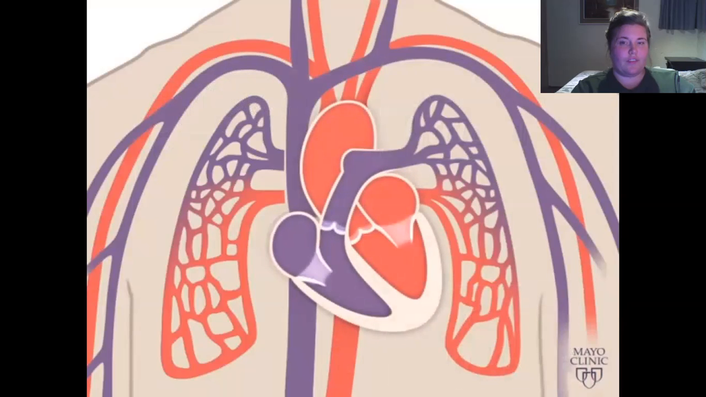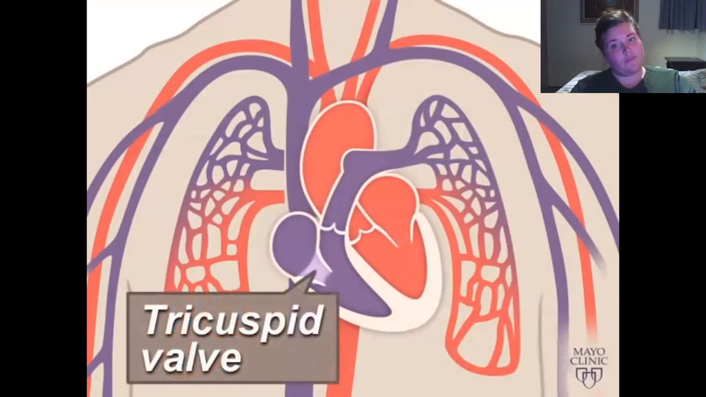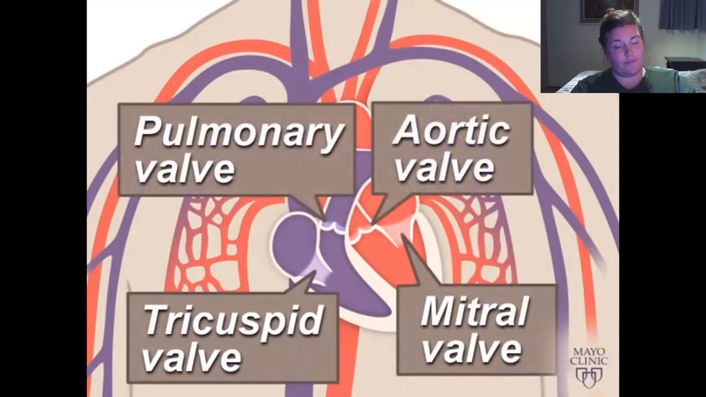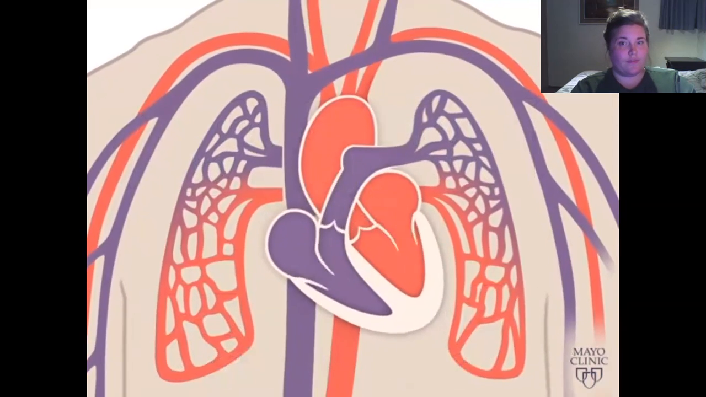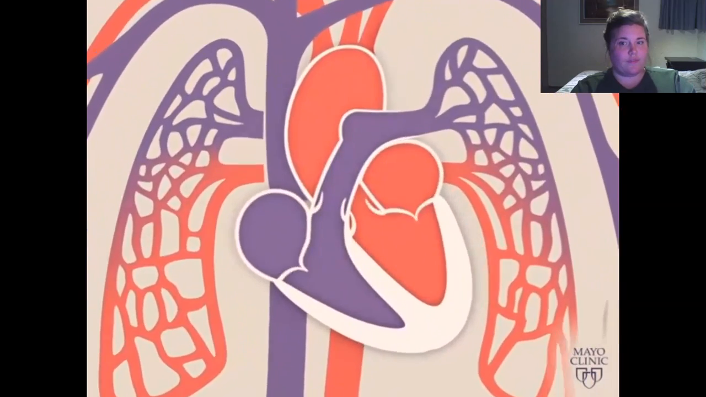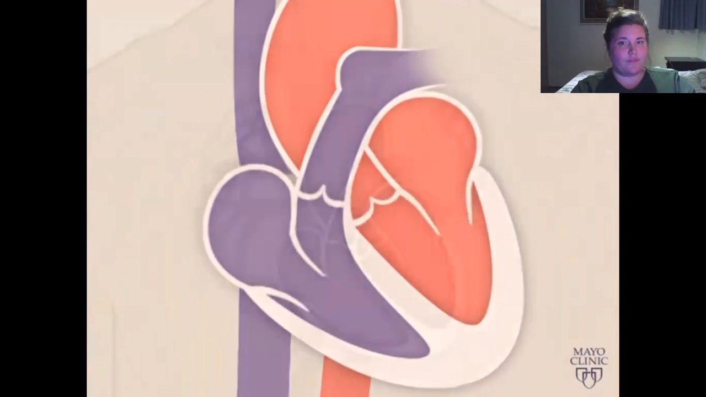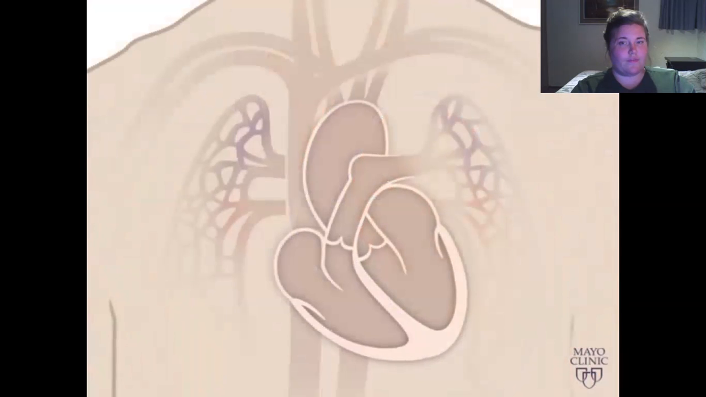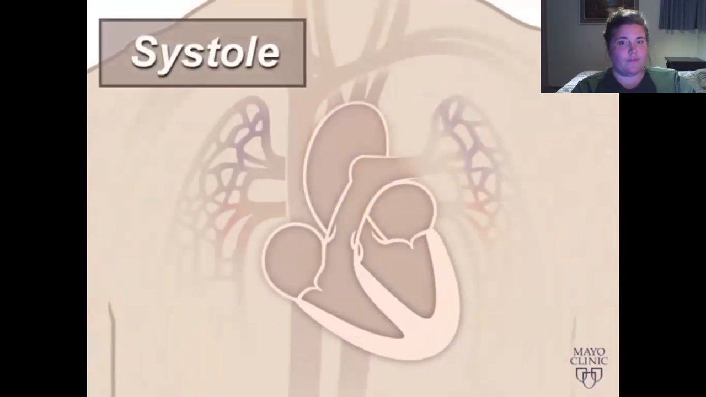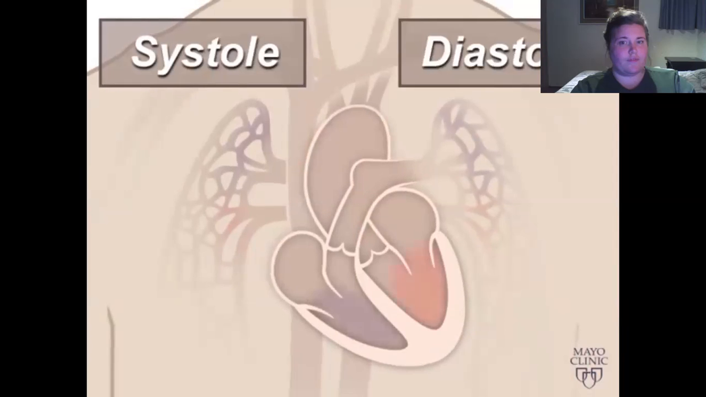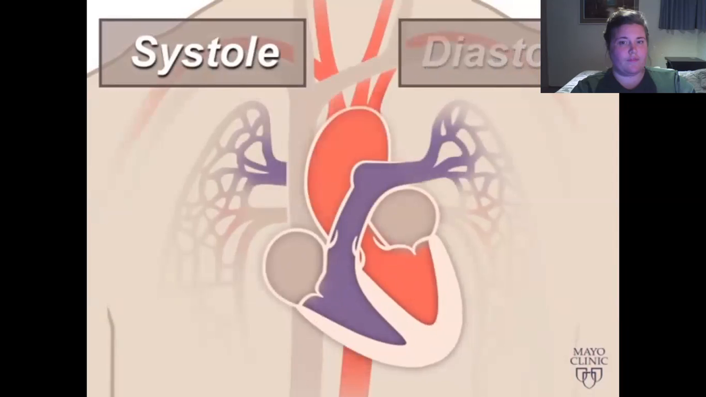4 valves within your heart keep your blood moving the right way. The tricuspid, mitral, pulmonary, and aortic valves work like gates on a fence. They open only one way and only when pushed on. Each valve opens and closes once per heartbeat, or about once every second. A beating heart contracts and relaxes. Contraction is called systole, and relaxing is called diastole. During systole, your ventricles contract, forcing blood into the vessels going to your lungs and body, much like ketchup being forced out of a squeeze bottle.